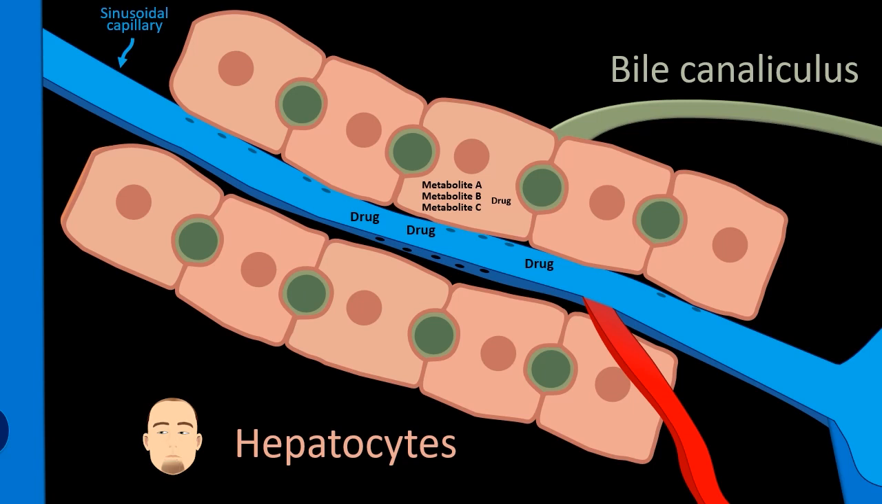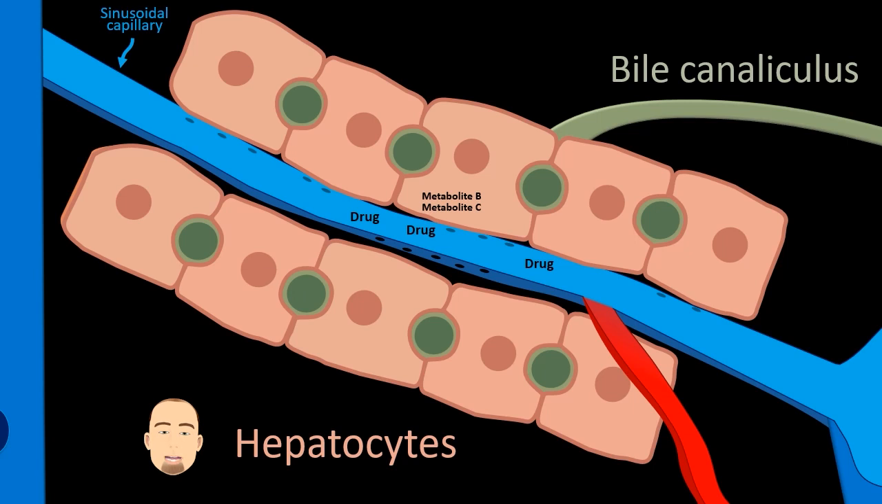Metabolites are often then transported into the bile canaliculi, which is shown in green, this green tube here, which are the smallest bile ducts between hepatocytes. The parent drug, which is also considered unmetabolized drug, or the way you administer the medication, can also sometimes be transported into the bile without being metabolized.